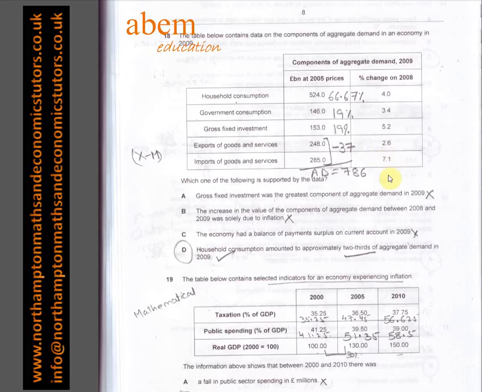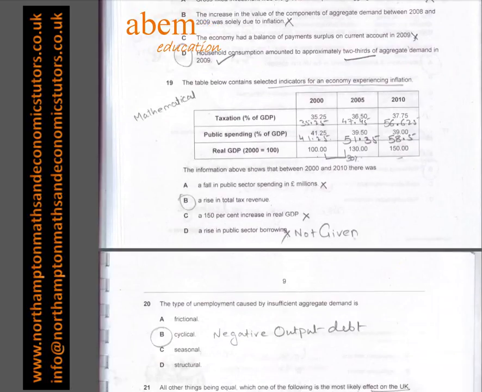So looking at these statements, statement D was the most accurate, which is household consumption amounted to approximately 2/3 of aggregate demand in 2009. 2/3 is 66.67%. Therefore, this is the right answer. Number 19 is a mathematical question.